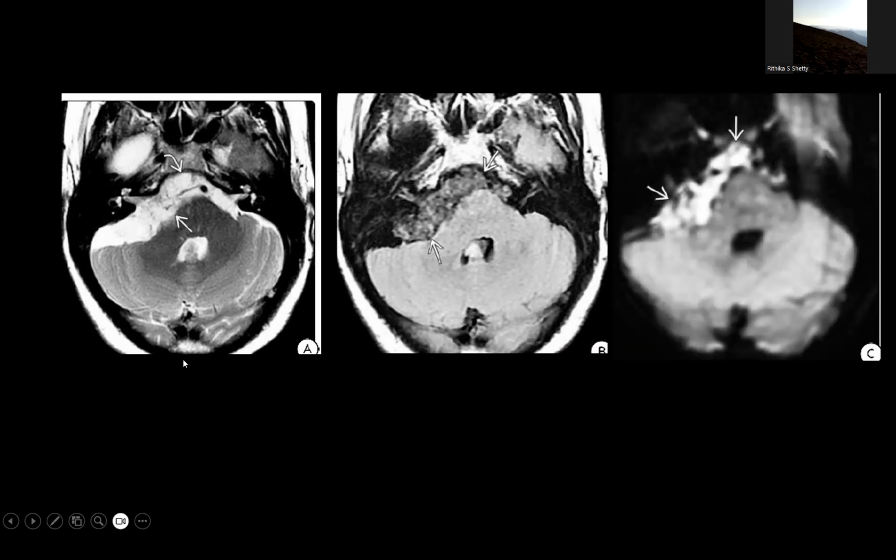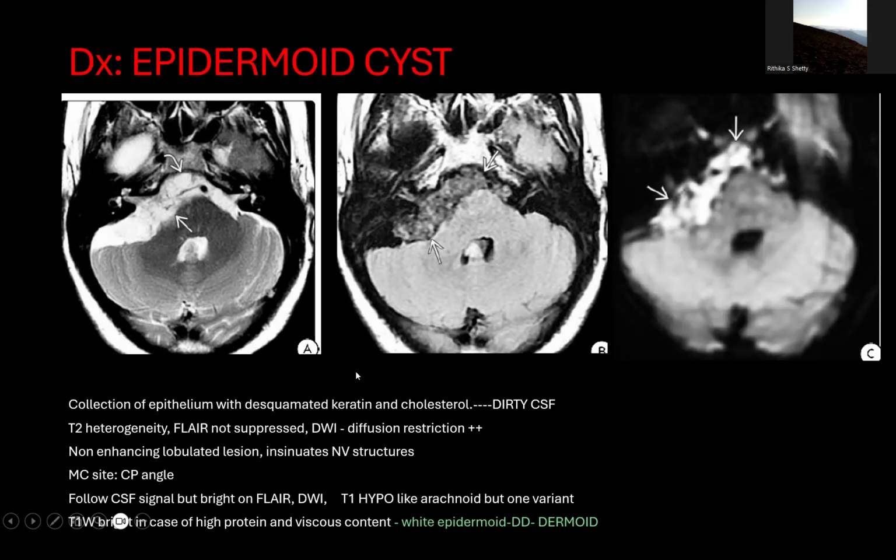So as I told, this is a case of epidermoid cyst, and we have to remember that it shows diffusion restriction because it is made up of cholesterol or keratin. As I told, a collection of epithelium with desquamated keratin and cholesterol. It is producing the dirty CSF. On T2, it is heterogeneous. FLAIR is not suppressed. DWI shows diffusion restriction. Non-enhancing lobulated lesion. Most common location is the CP angle.